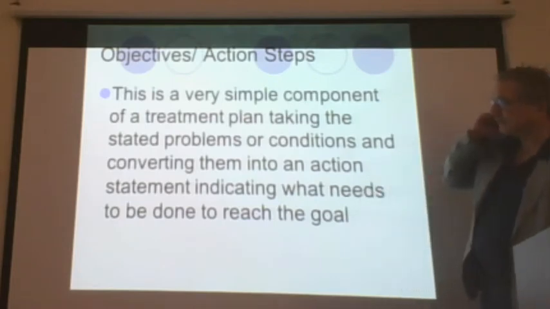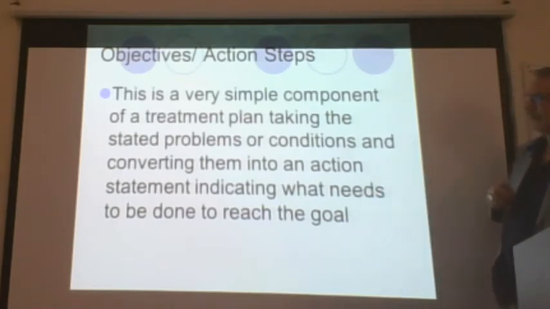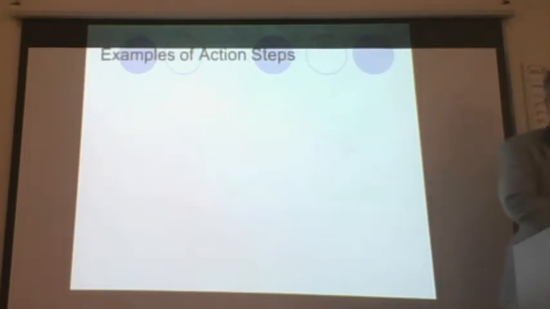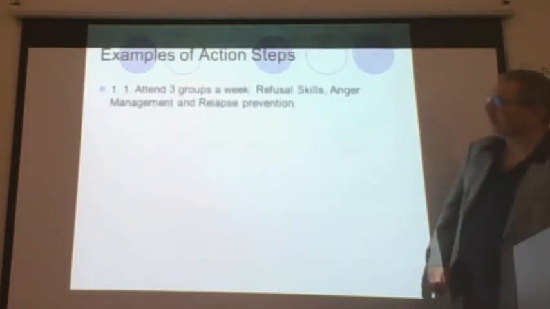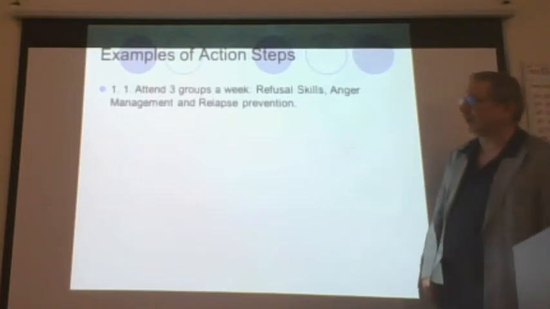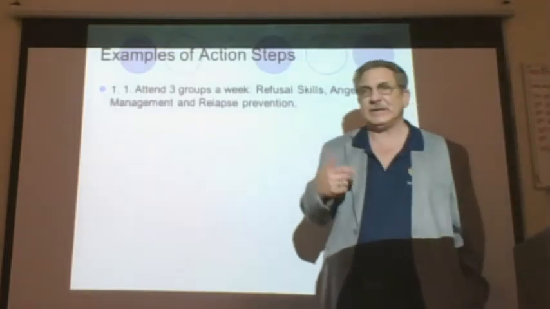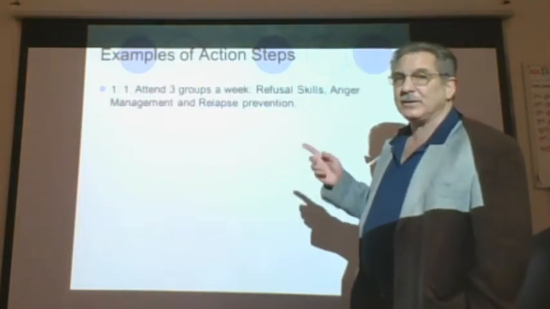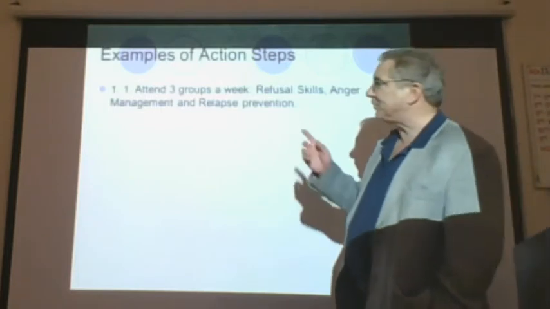Objective action steps. This is a very simple component of the treatment plan, taking the stated problem or condition and converting them into an action statement indicating what needs to be done in order for the goal to be reached. So, number 1, attend 3 groups a week: refusal skills, anger management, and relapse prevention. This is based on what your clinic offers. Right? And you list it like this. Whatever you feel the client needs or whatever the client agrees to, you put down there.